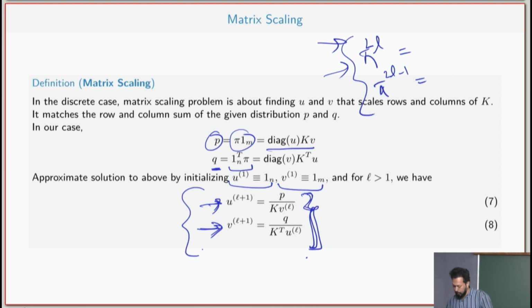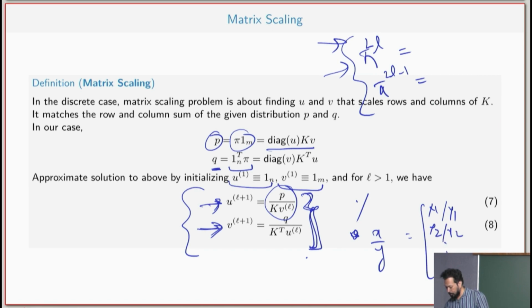Okay, and if you see, this is a pointwise divide, because p is a vector and K v_l is also a vector, so obviously you cannot divide a vector by a vector. So it is a pointwise division, in the sense that if it is x over y, then the vector I get is x1/y1, x2/y2, dot dot dot, xn/yn. So this is what we mean by pointwise divide: each entry of x gets divided by the corresponding entry of y. With this notation being clear, this is exactly the iteration you are going to do.